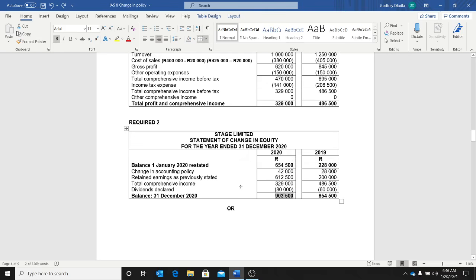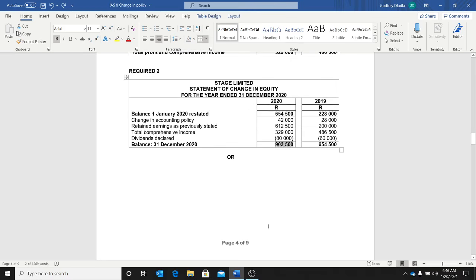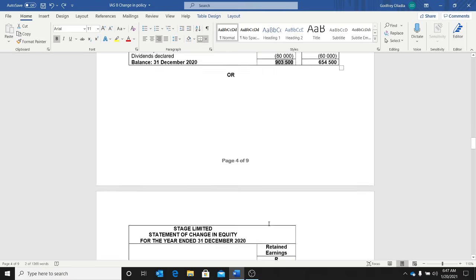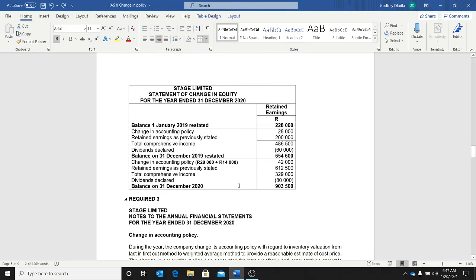So now this is the horizontal way of presenting the statement of changes in equity. I said, oh, because I know maybe in other levels, maybe accounting 2, you were shown this thing this way, like in the vertical form. It's still the same thing. It's just you're putting it vertical in this case. You'll see it's still 200 plus this gives you 228. 228 plus this one minus this one, it gives you this one here. Right. And it's shown here how it was calculated. And then there's 329 minus 80, it gives you 903.